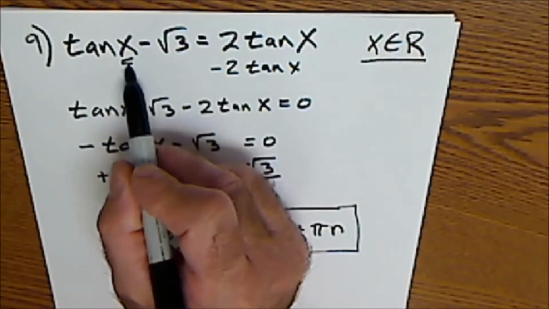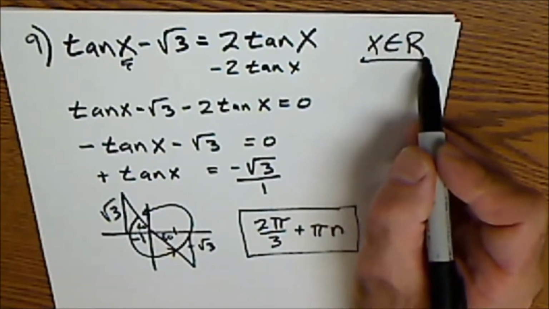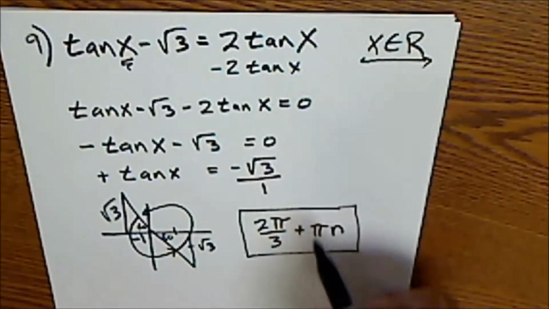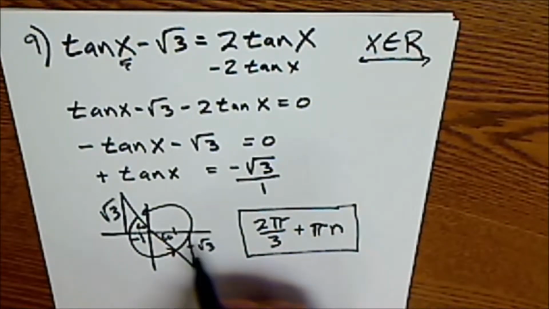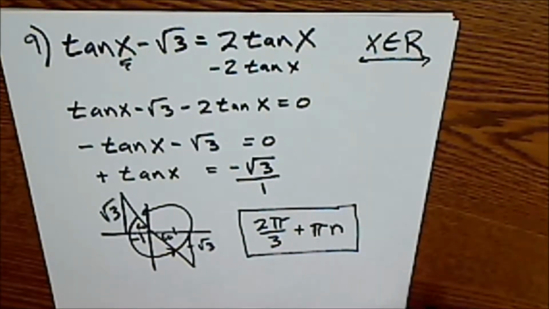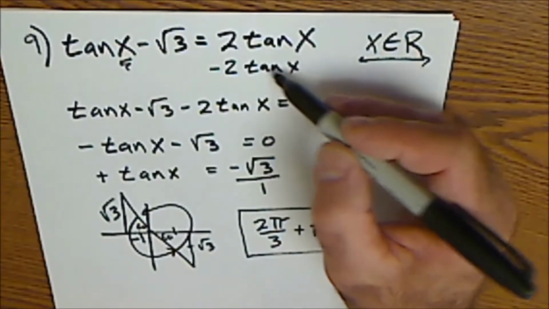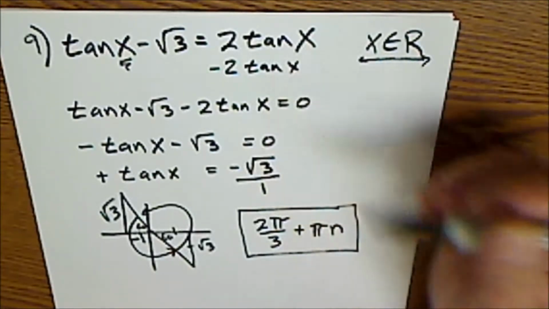Key factor, x, I'm in radians. Domain is all solutions. Tangent is going to cycle every 180 degrees or pi. And most importantly, don't divide by a variable in a function.